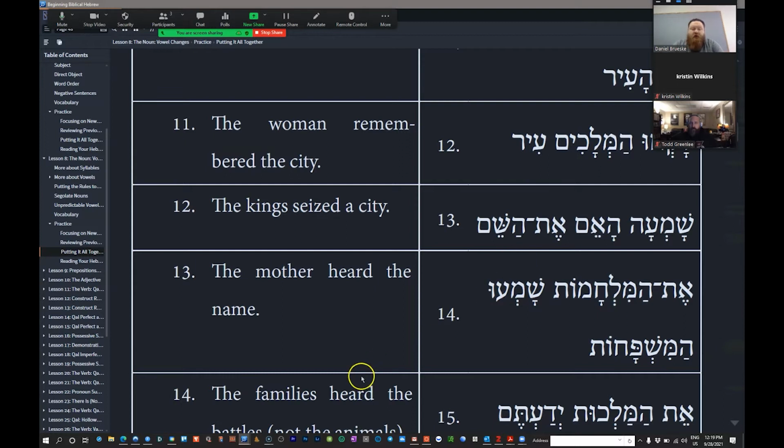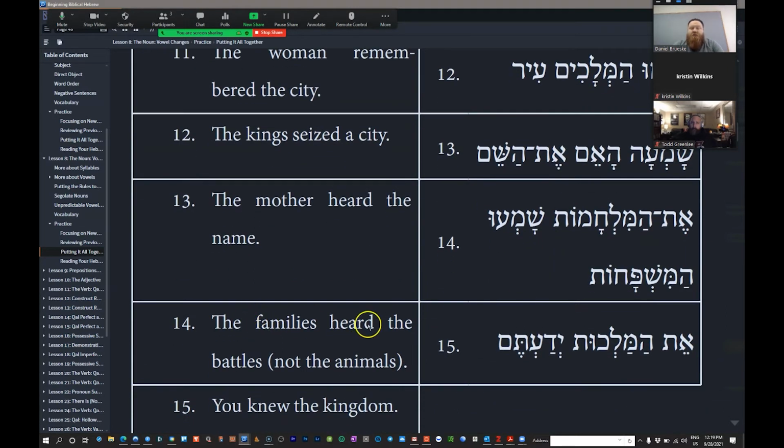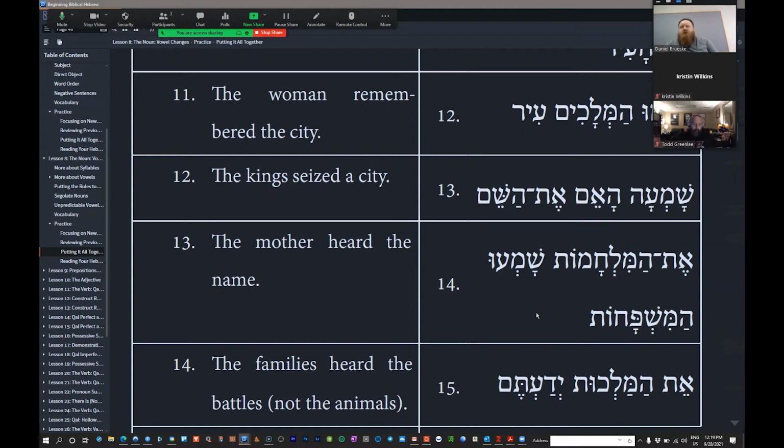And we can just move heard down here. So the families heard, and then English will take the direct object, the battles. All right, so now we've got the families heard the battles. Now here's the tricky part, and again, I went through this I think it was a couple video conferences ago.